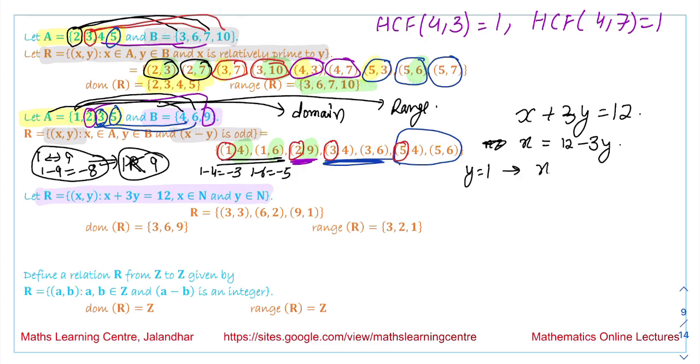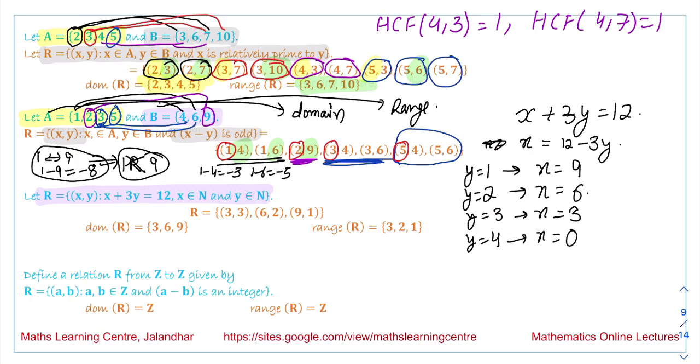So if we put y equal to 1, we will have the value of x equal to 9. If we put y equal to 2, the value of x will be equal to 6. If we put y equal to 3, the value of x will be equal to 3. Now if we put y equal to 4, then the value of x will be equal to 0, and after this all these values will be negative. So these are the values for which both x and y are natural numbers.